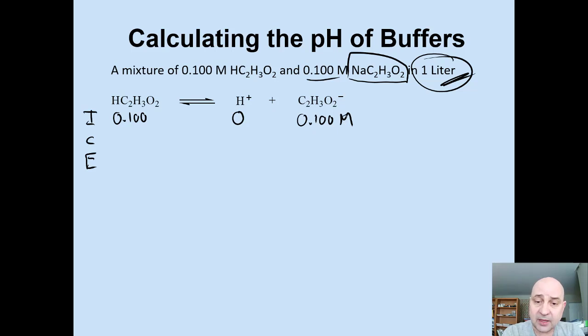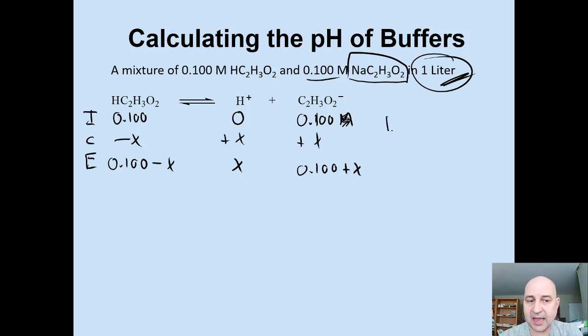So that's, I'll leave that off. That's the difference between what we've done before. So we already have some of the product, but we don't have any of the hydronium ion. Well, we do have some from the autoionization, but it's essentially 0, so we can assume that it's going to shift to the right. So we're going to go minus x, plus x, and plus x, and at equilibrium it's 0.100 minus x, and this is x, and this is 0.100 plus x.